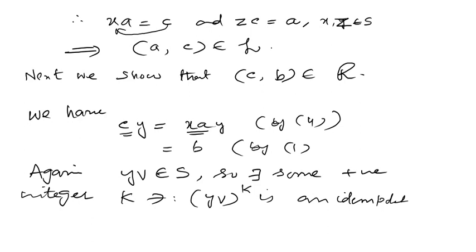So there exists some positive integer k such that yv power k is an idempotent because S is a periodic semigroup. So let's use this idempotent now. We have c equal to, now actually what do we need? cy has come equal to b. Now we need c equal to b times some element. Now we will start from c.